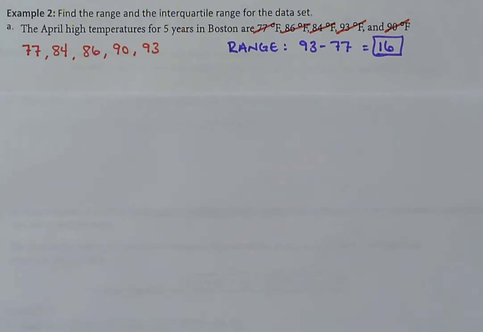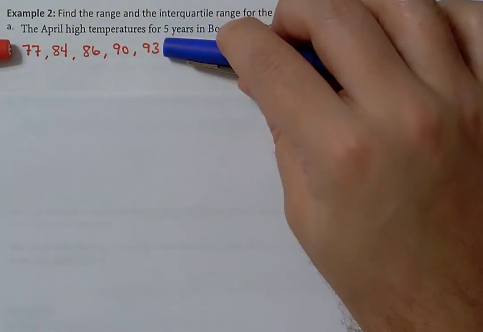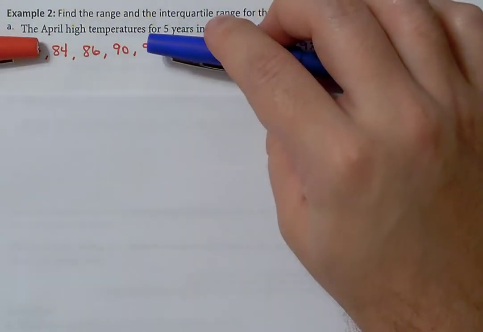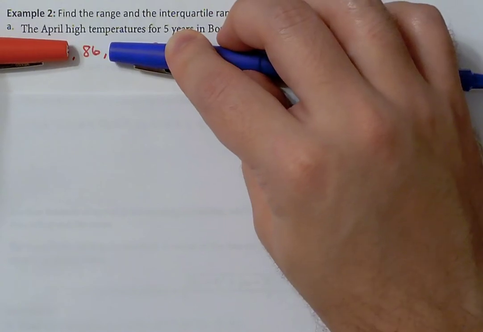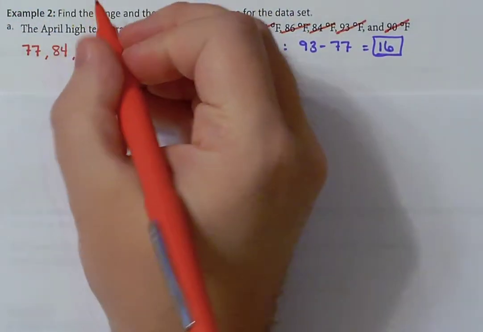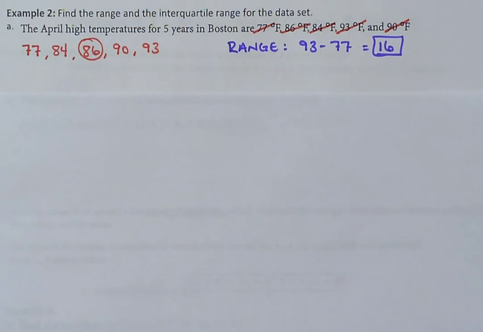Now for the interquartile range, or our IQR, what we need to do first is discover our first quartile and then discover our third quartile. To be able to do that, the first thing we need to do is discover our median. So the median in this case, if we work from the outsides in, so we have 77, 93, 84, and 90, our median in this case is 86. So I know 86 is my median.